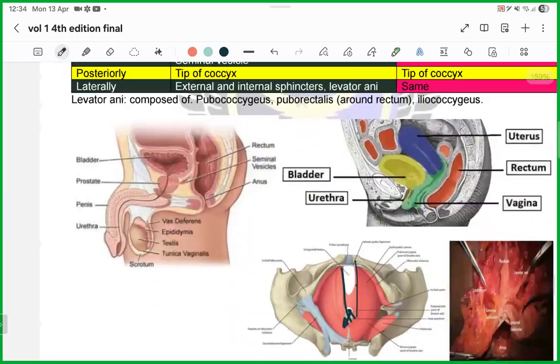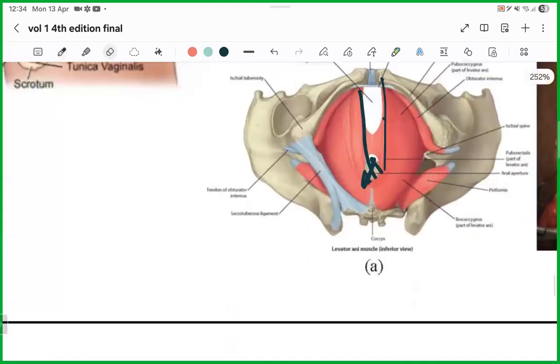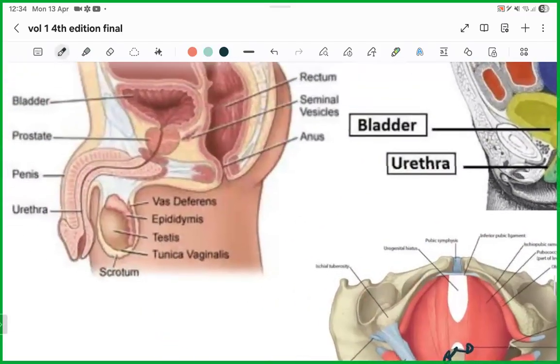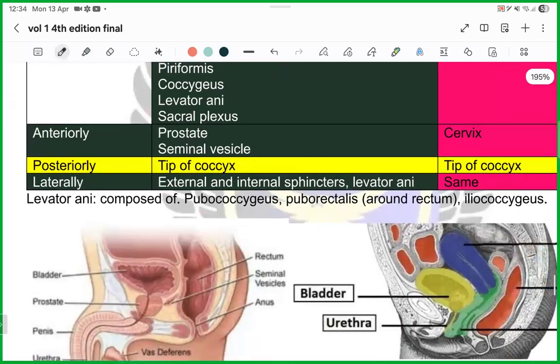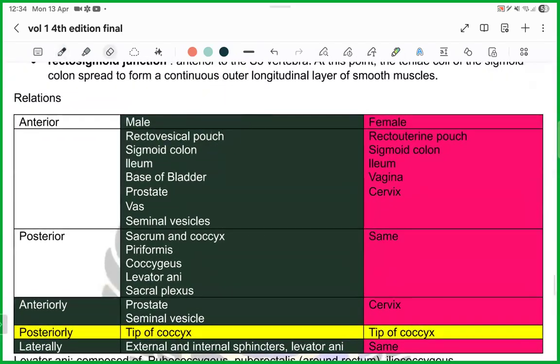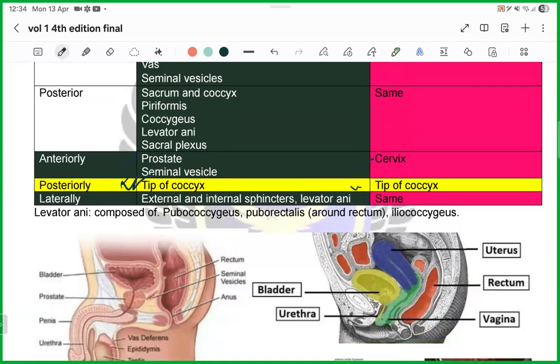See, they will ask you about DRE. What will they ask? They will tell you that you are doing a DRE and posteriorly you are finding some hard structure. Remember the relations. They don't ask any question, but remember it, it will help you answer questions. Posteriorly tip of coccyx, anteriorly prostate, seminal vesicle, and in case of female, cervix.